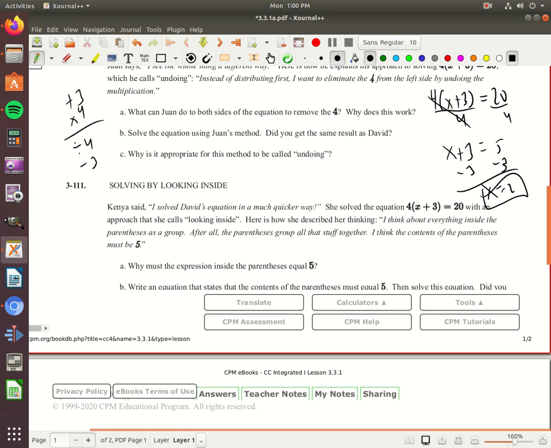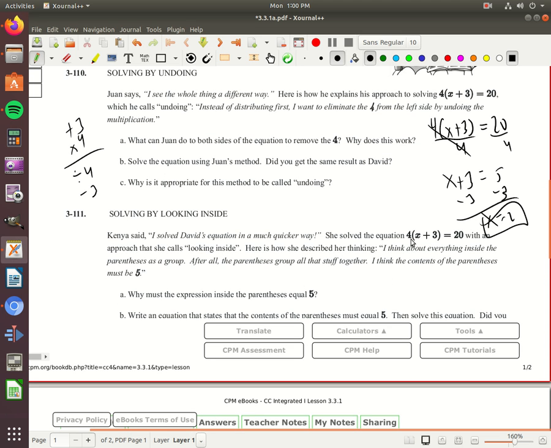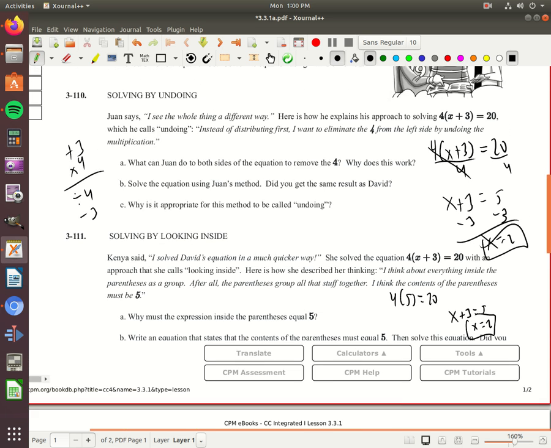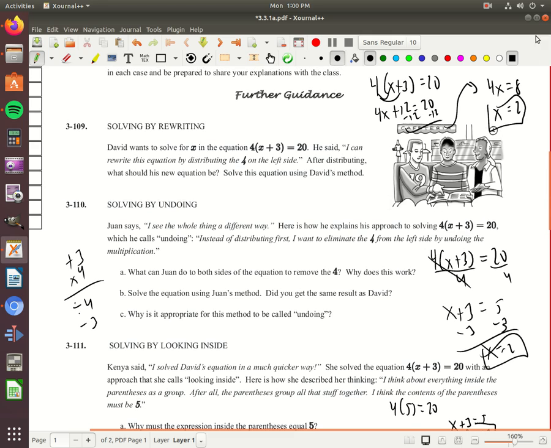And the last one is looking inside, which is a nice shortcut. You're saying, hey, look, 4 times, if this parenthesis equals 5, 4 times 5 is 20, right? So if the entire parenthesis equaled 5, I would get 20. So I'll just say x plus 3 is equal to 5, and I get x equals 2. That strategy is known as looking inside. Any of those 3 methods is going to get us the same answer.